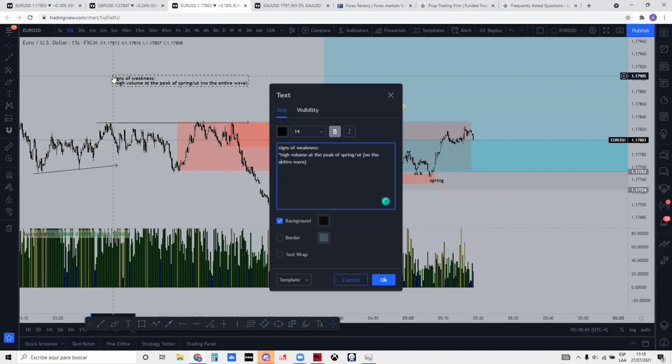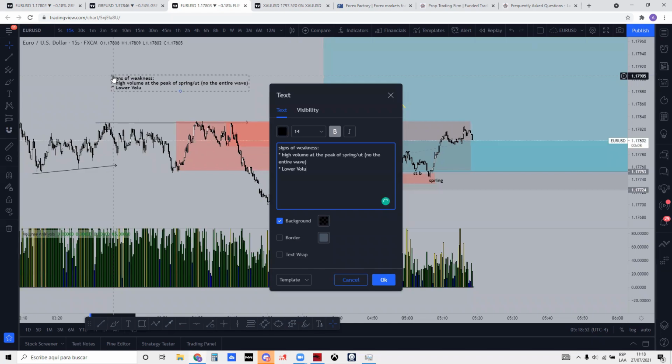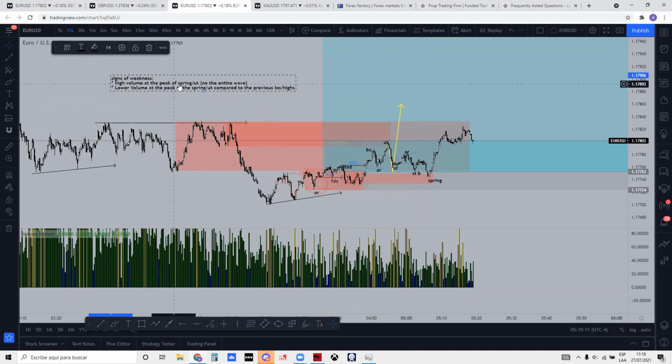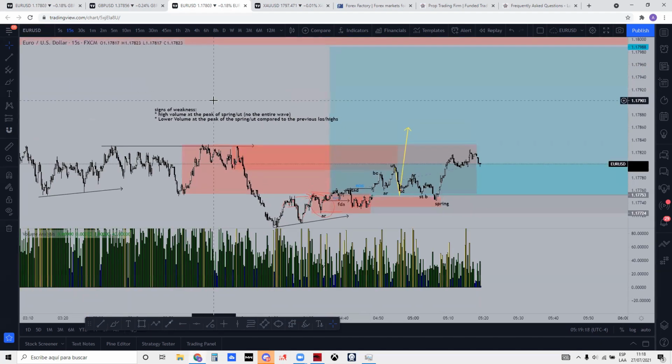And lower volume at the peak as well of the spring compared to the previous low price. Does this make sense? So what is the reasoning behind it?